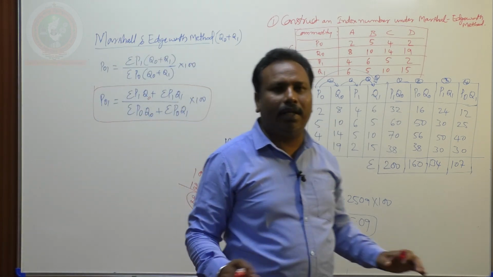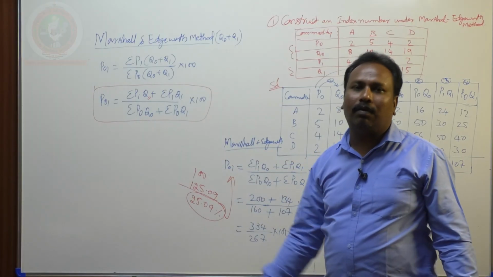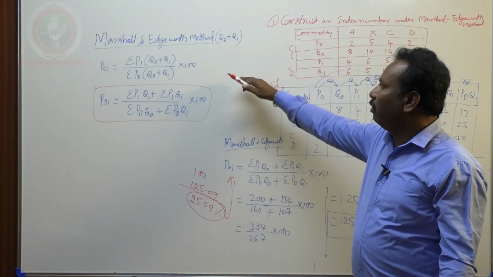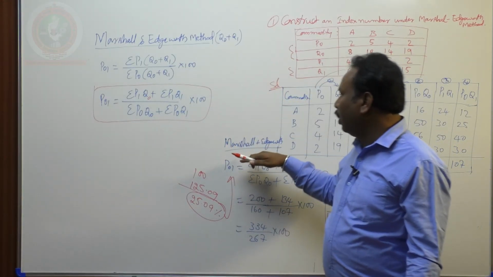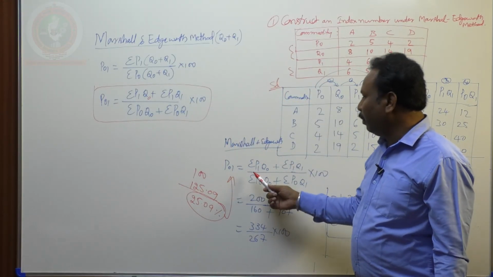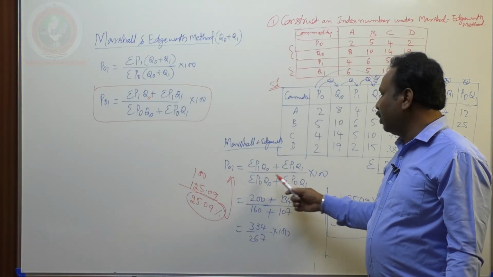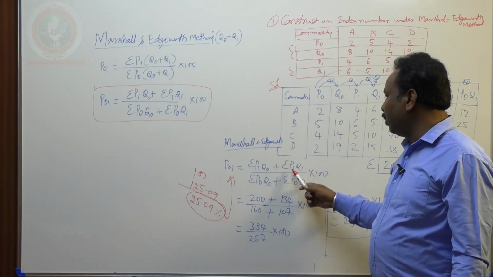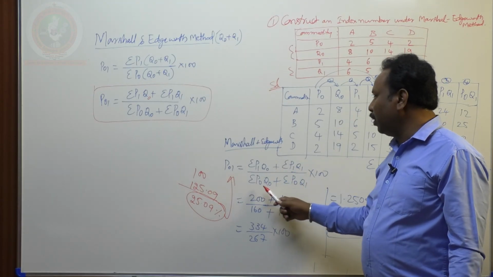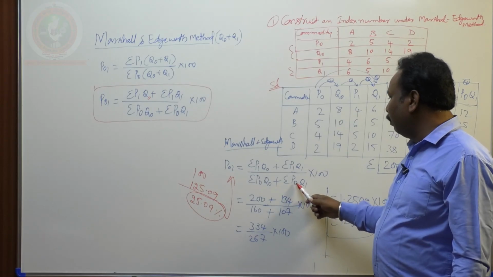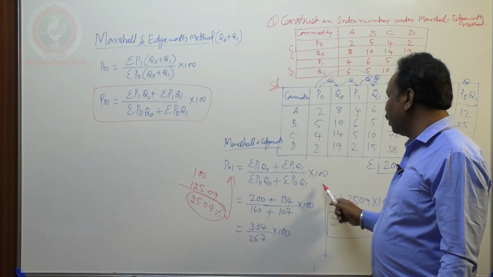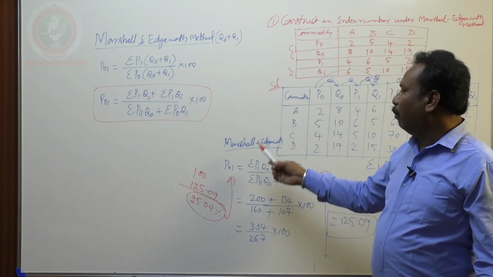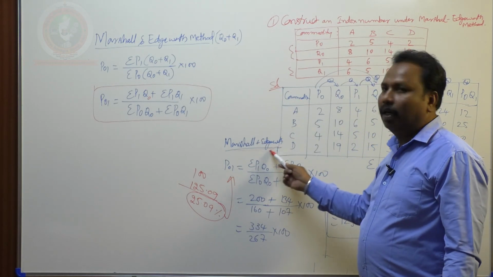So, this is the easiest method compared to the previous methods, the Fisher index, Laspeyres and Paasche's methods. This is very easy for calculation of the Marshall index value. Just the addition of these two, that is summation of P1 Q0 plus summation of P1 Q1, divided by summation of P0 Q0 plus summation of P0 Q1, with the multiplication of 100, we will get the index value. So, that is under the Marshall and Edwards method.